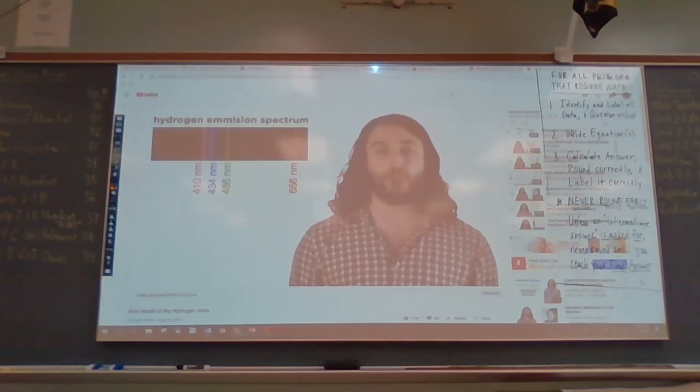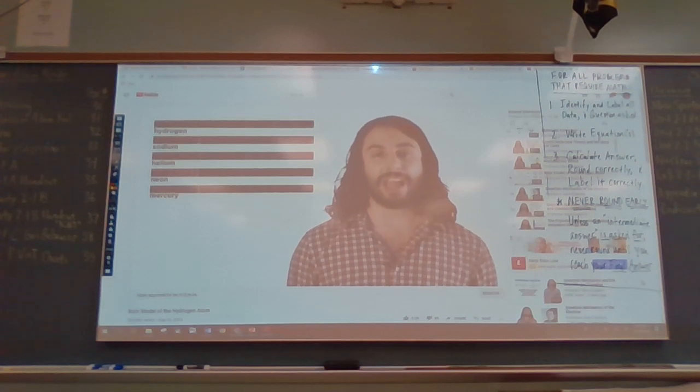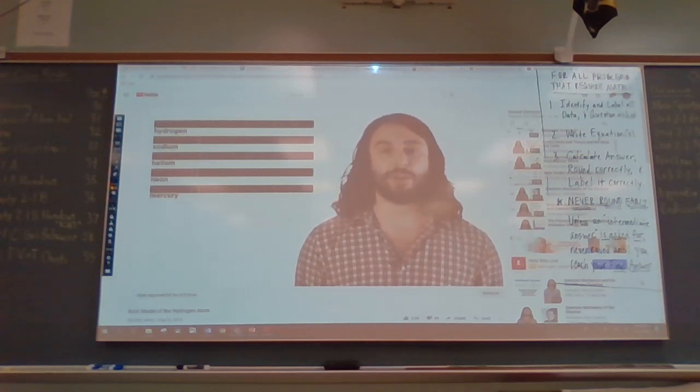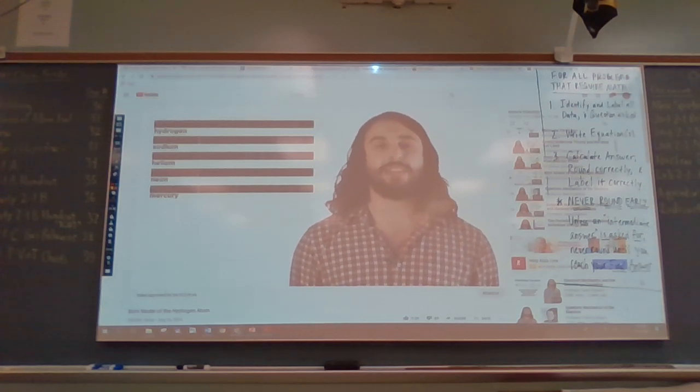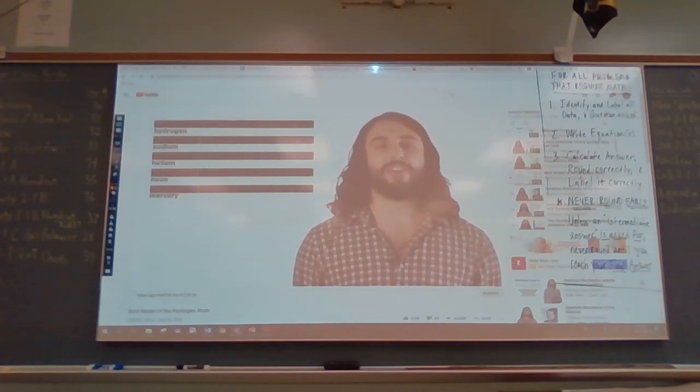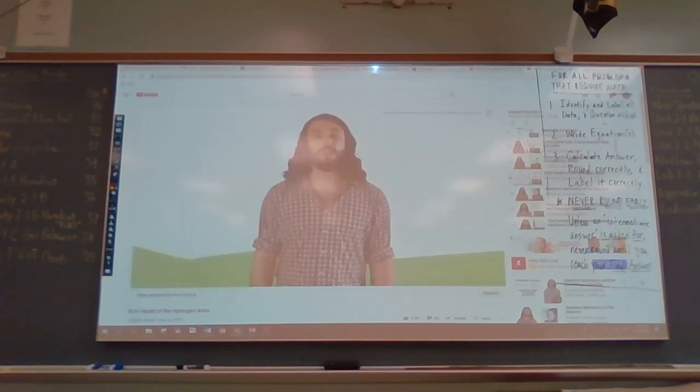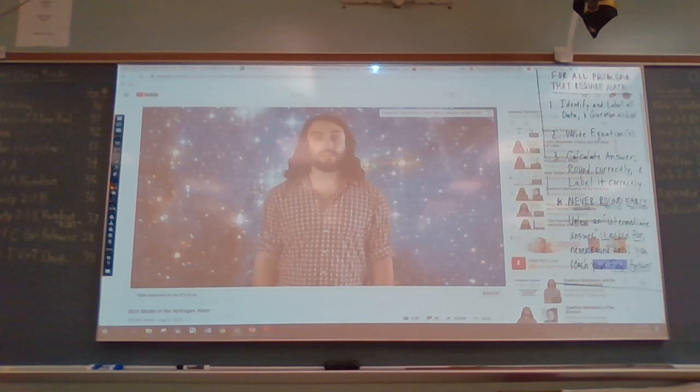Every element will have its own emission spectrum because every element has a unique nucleus and therefore differently spaced energy levels. In this way, an element's emission spectrum is sort of like a fingerprint unique to that element. This is how we can know the composition of objects in space, by analyzing the light we see.